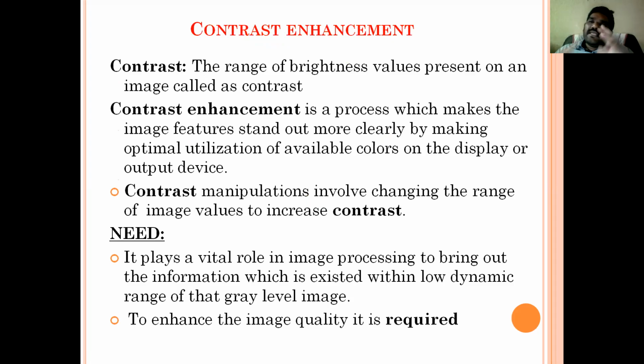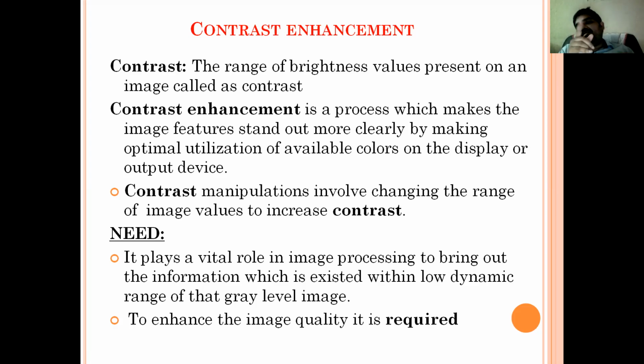Now is contrast enhancement. Before we discuss contrast enhancement, what is contrast first of all? The range of brightness values present on an image is called contrast. The contrast is different for every image. If the minimum is 40 and the maximum is 210, that is the contrast of the image representation. The range of brightness values present on an image is called contrast.